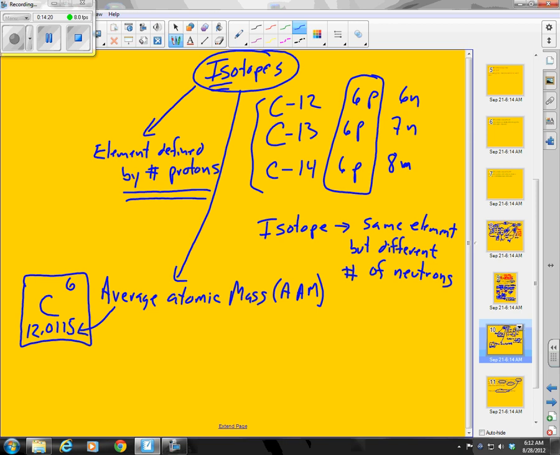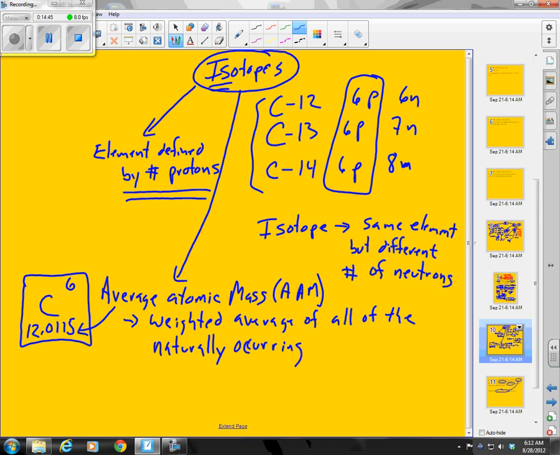And what is that? It is the weighted average, not a normal average, a weighted average of all of the naturally occurring isotopes of an element. Okay? It's the weighted average of all the naturally occurring isotopes of an element.